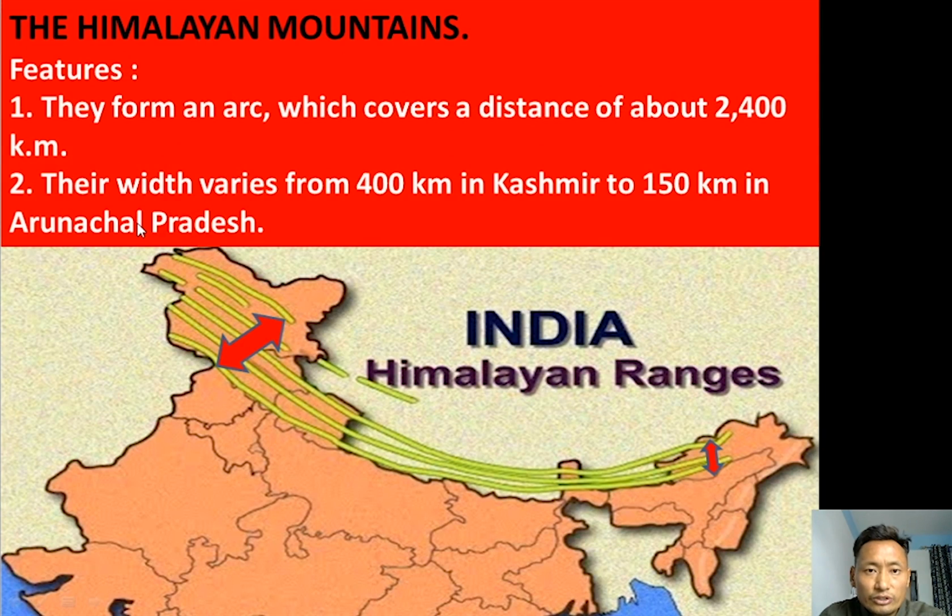The Himalayan mountains form an arc shape, a semicircle shape, in the northern borders of India. This arc covers the distance from here, from Jammu and Kashmir, to Arunachal Pradesh. The length of the Himalayan mountains is 2,400 kilometers, and their width varies from 400 kilometers to 150 kilometers in Arunachal Pradesh. So the width is much broader near Jammu and Kashmir, and much narrower if we move eastward, towards the Arunachal side.